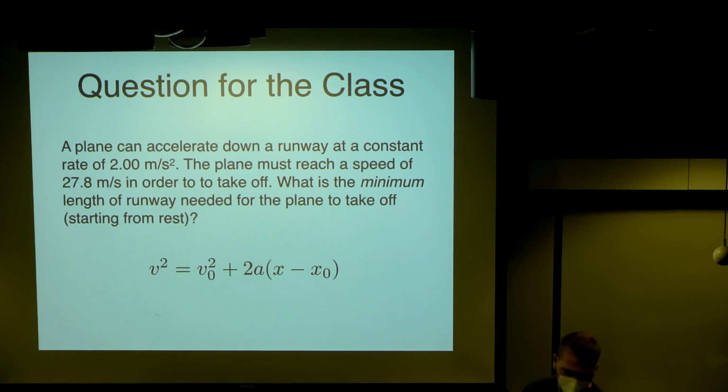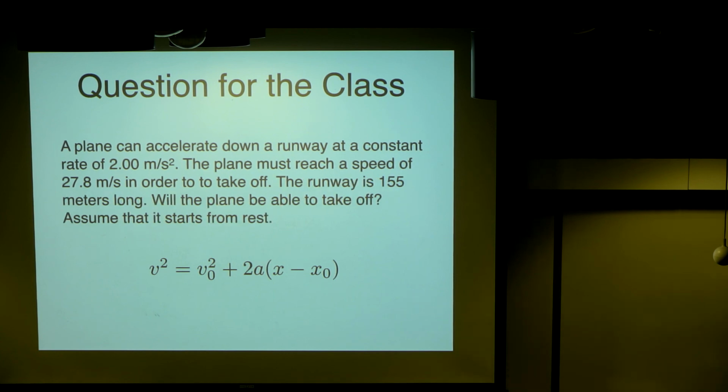Here's the question. We have a plane which is capable of accelerating down a runway at a constant rate of 2 meters per second squared. In order to take off, the plane must reach a speed of 27.8 meters per second. So we need to reach 27.8 meters per second to take off. The runway is 155 meters long. So the question is, will the plane actually be able to take off under these conditions? Okay? So this has a yes or no answer.